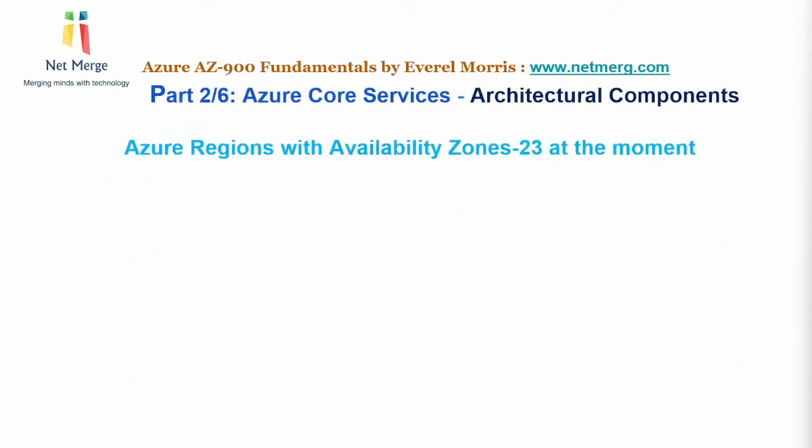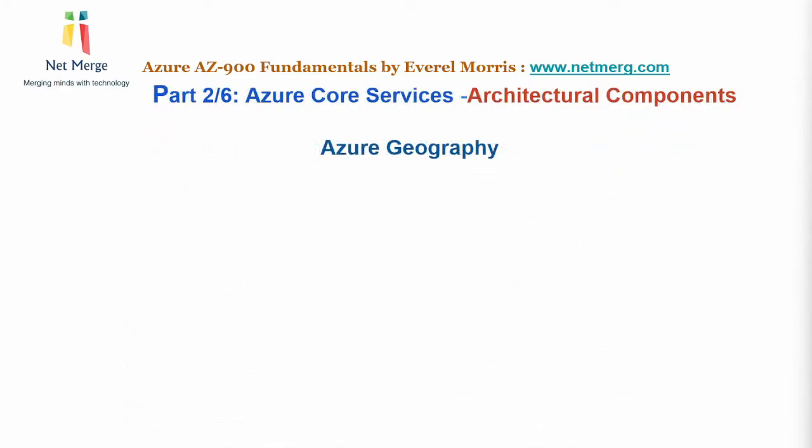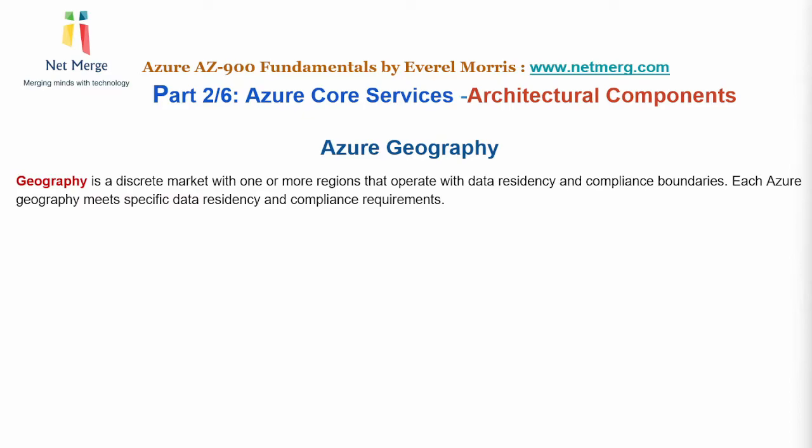Now let's move on and talk about regions. This is a list of the regions that are available with availability zones. And again, I want to point out that there are 23. Now, if you look at the different regions, you realize that China is not on this list. So you have the Americas, Europe, Africa, and Asia Pacific. You could view them in detail at your leisure, but this is a generic list of the regions that have availability zones.